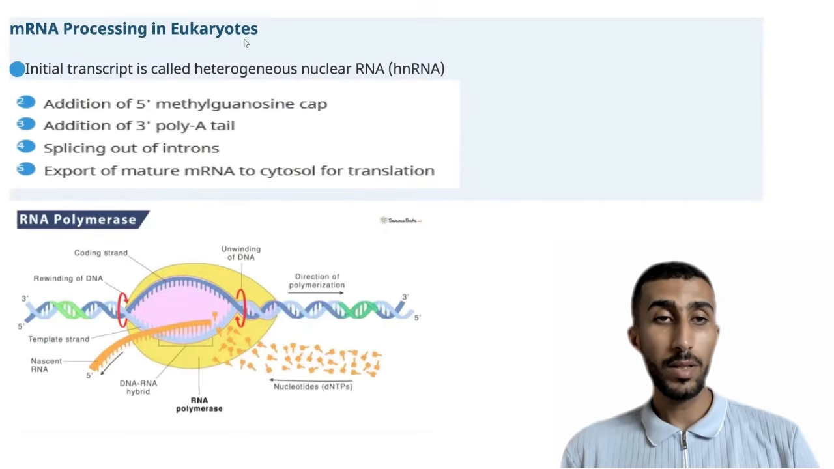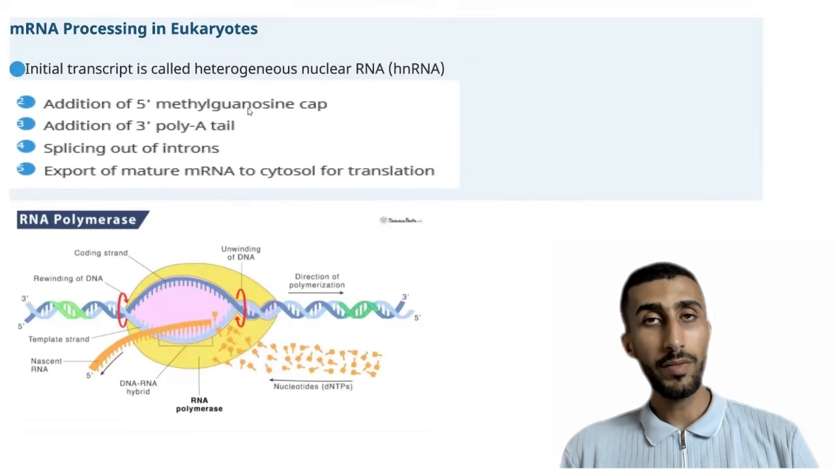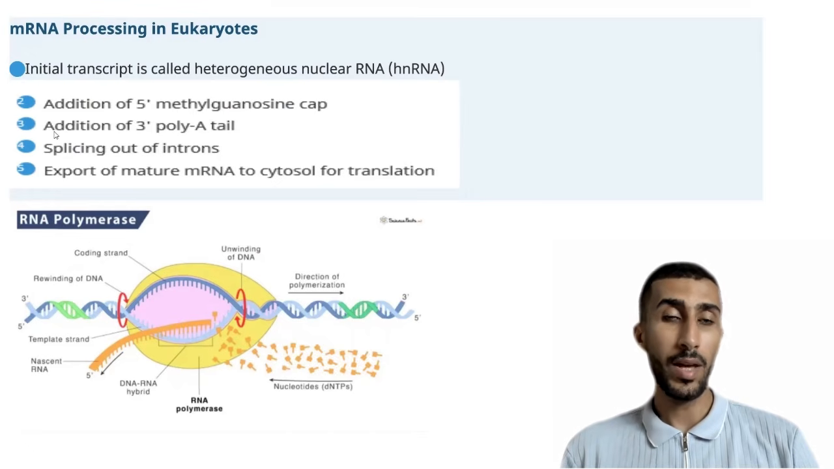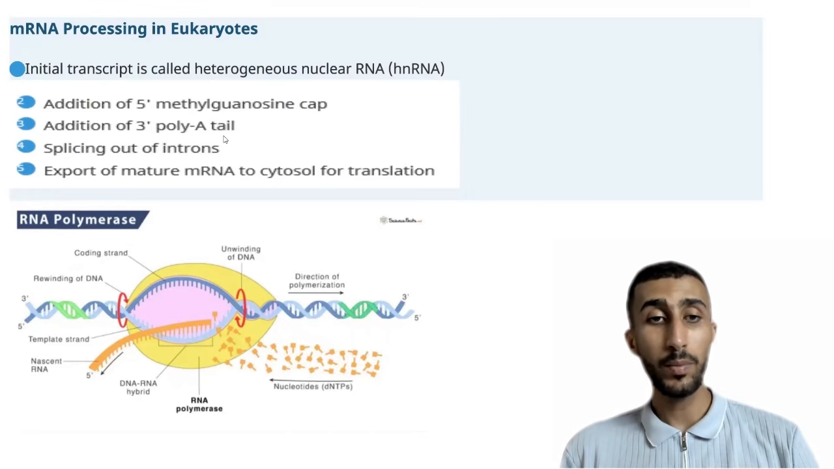Now mRNA processing in eukaryotes. The initial transcript of mRNA is called heterogeneous nuclear RNA. This is the initial transcript, and it has to be acted upon. First there is addition of a 5-methylguanosine cap. So at the 5' end, we will add the 5-methylguanosine cap. On the 3' end, we are going to add a poly A tail. This is the heterogeneous nuclear RNA, the initial transcript.